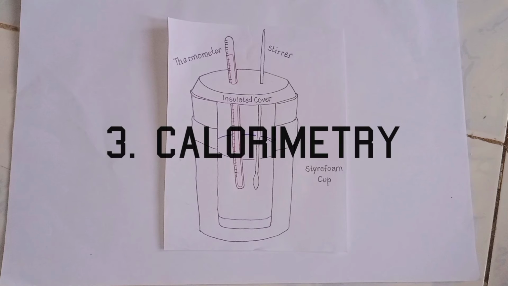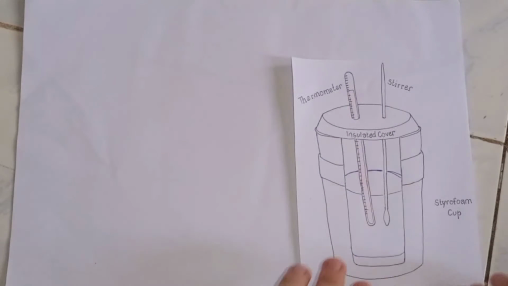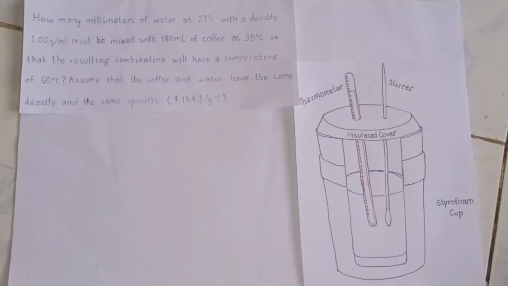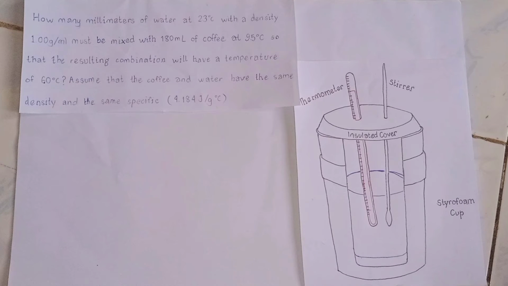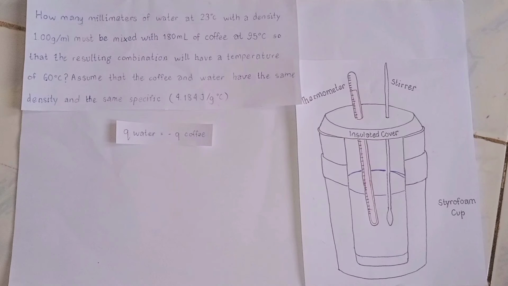Number 3. Calorimetry. This is used to measure amounts of heat transferred to or from a substance. Problem 3. How many milliliters of water at 23 Celsius with a density of 1.00 gram per milliliter must be mixed with 180 milliliters, about 6 ounces, of coffee at 95 Celsius, so that the resulting combination will have a temperature of 60 Celsius? Assume that the coffee and water have the same density and the same specific heat of 4.184 joules per gram per Celsius.